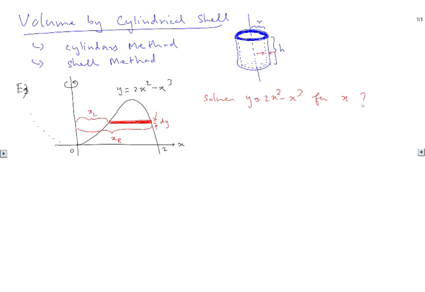Can we solve this one for x? I mean, you can, but it's very difficult. If you want to solve for x, it's not an easy task. So that means we cannot use the washer method for this problem. You get stuck, because you want to find the shorter radius and the larger radius, which means you have to solve for x, but this is a cubic equation, so it's difficult to solve for x. So the washer method does not work for this problem.